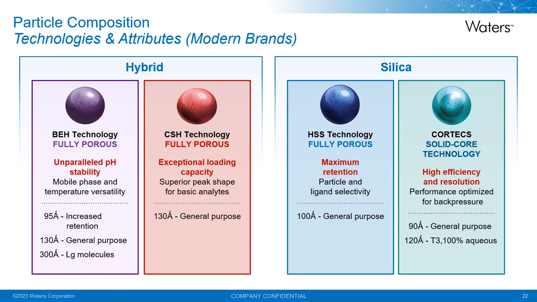The solid core, or superficially porous solid core particle, provides increased efficiency with lower operating back pressures compared to fully porous particles of a similar size. There are 2 pore diameters, the 90 angstrom and the 120 angstrom. The 120 angstrom is available with the T3 chemistry to provide polar retention and 100% aqueous compatibility.